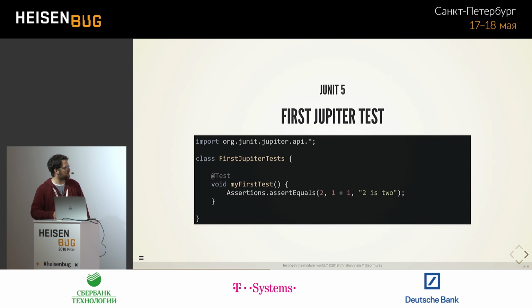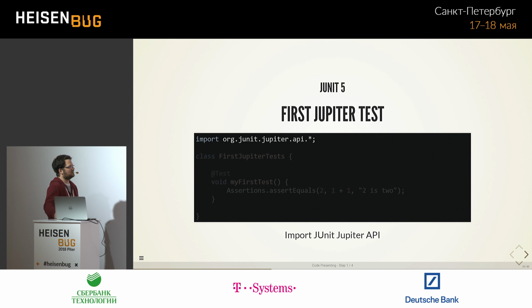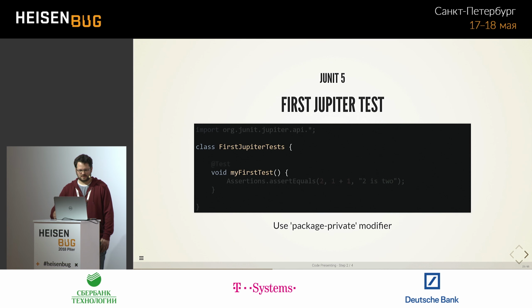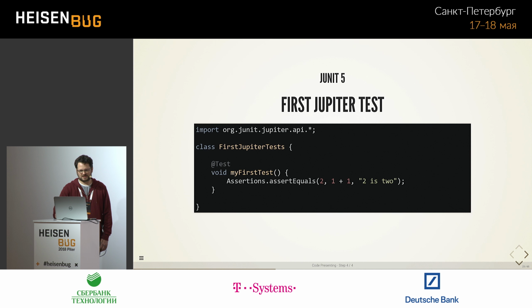Okay, what does a Jupiter test look like? First, you need to import the new API, new package name. You can have a test class and use package-private modifiers now, no more public, if you want to save some typing. Still, it's called Test. No better name for it has been invented yet, but it's okay. And you can have assertions like you do, so nothing magic in here.